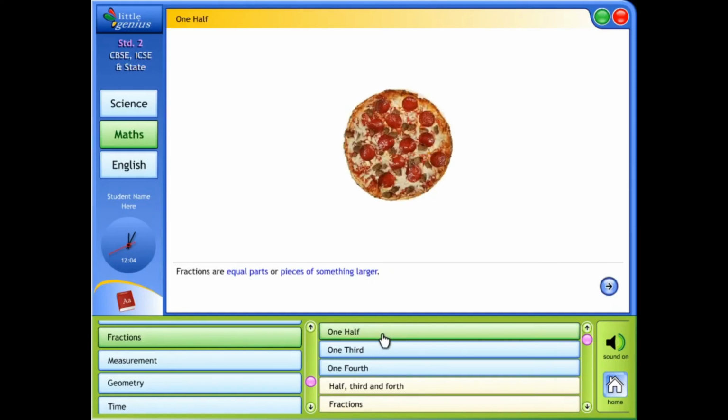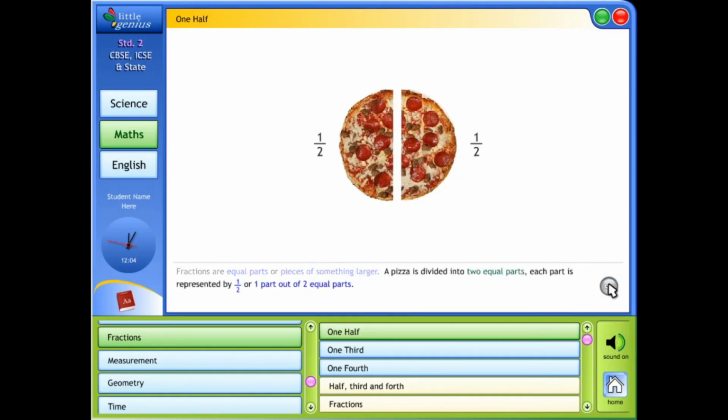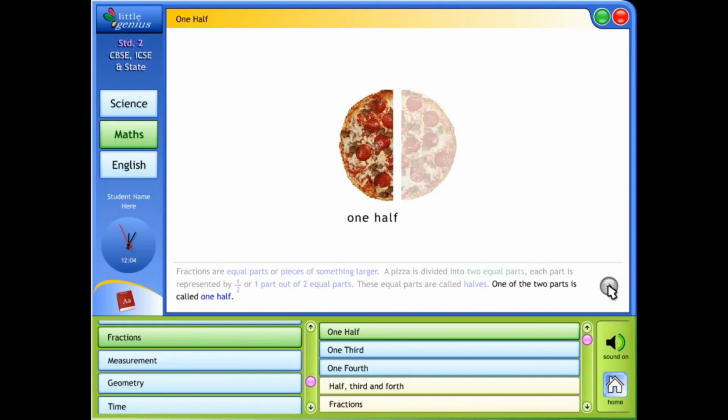One half. Fractions are equal parts or pieces of something larger. A pizza is divided into 2 equal parts. Each part of these equal parts is called a half. One of the 2 parts is called 1 half.